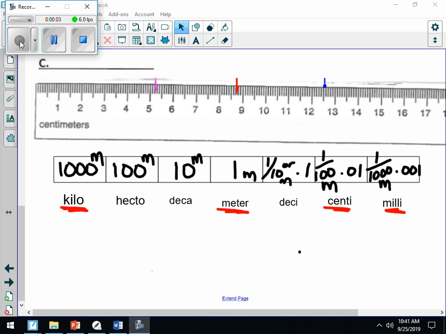Good morning. Today is September 25th. It is an A day. Today's objective is how many millimeters are in a centimeter? How many centimeters are in a meter?